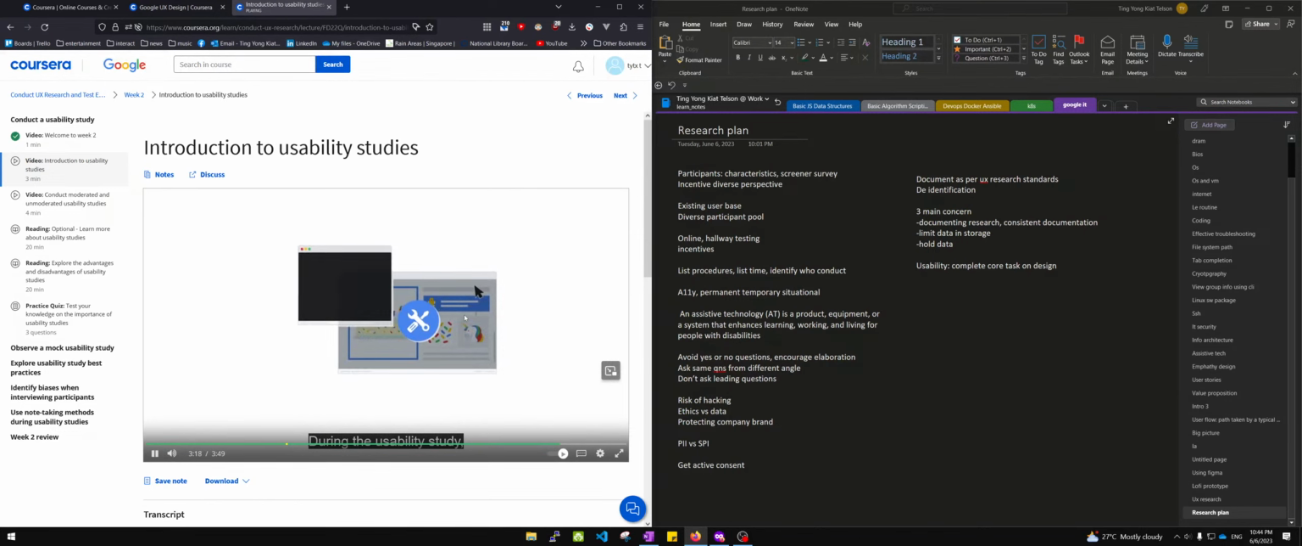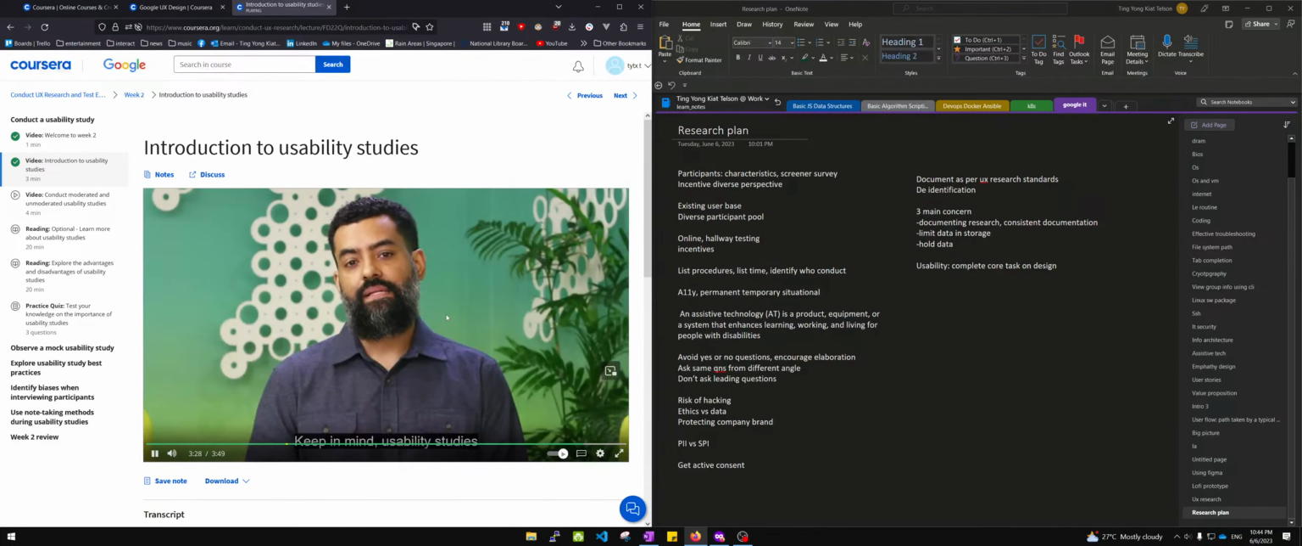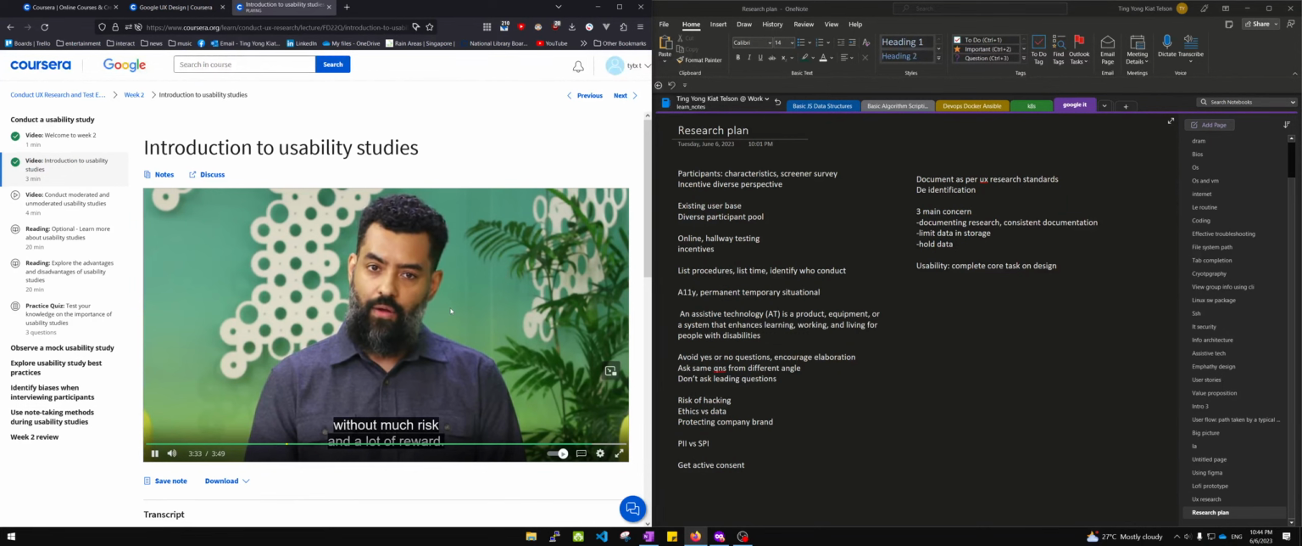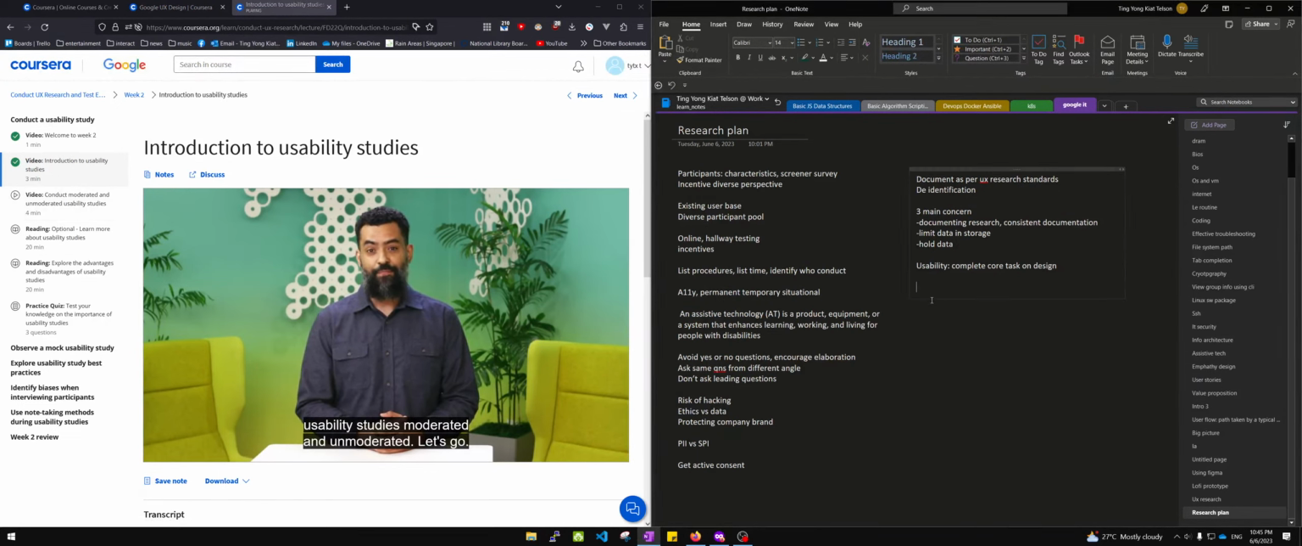During the usability study, Alex is open and honest about these problems. Thanks to Alex's feedback, the design team can now work out solutions to improve the bakery's website. Keep in mind, usability studies give UX designers a way to test their designs and get feedback without much risk and a lot of reward. While the user feedback might not all be positive, it will always make the product better. Coming up, we'll get to know the 2 types of usability studies, moderated and unmoderated. Let's go.